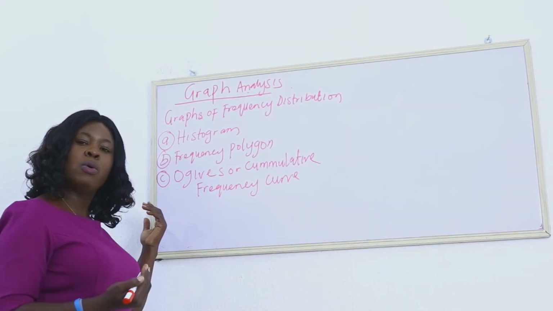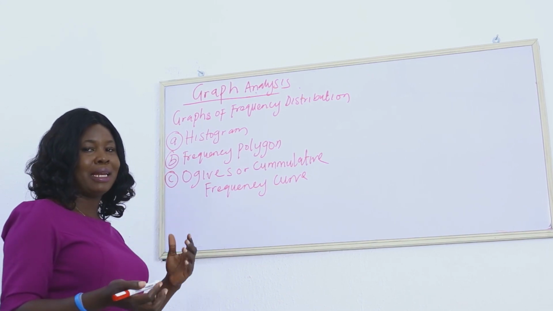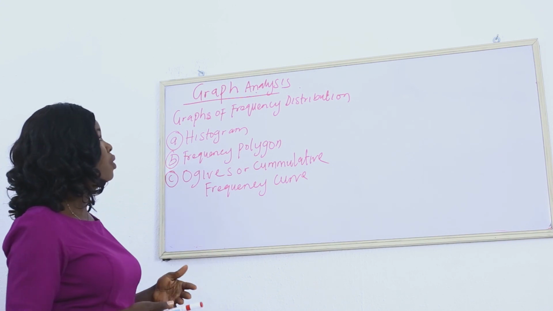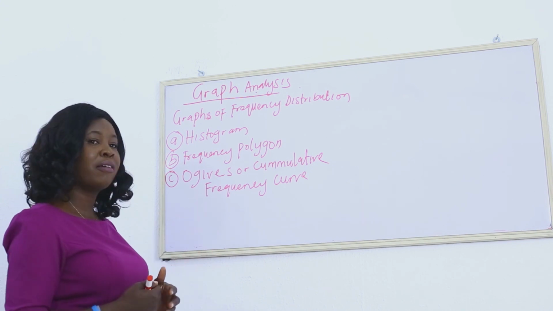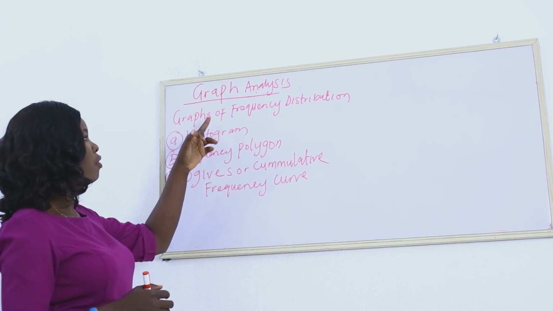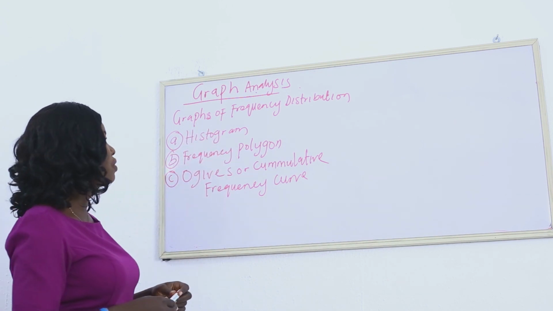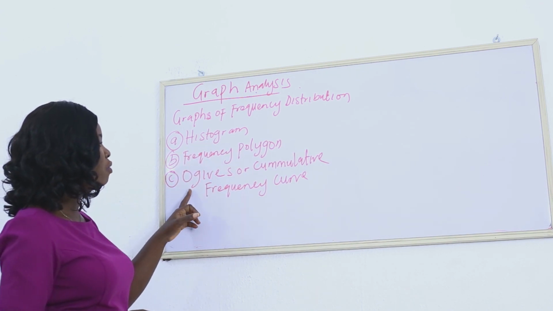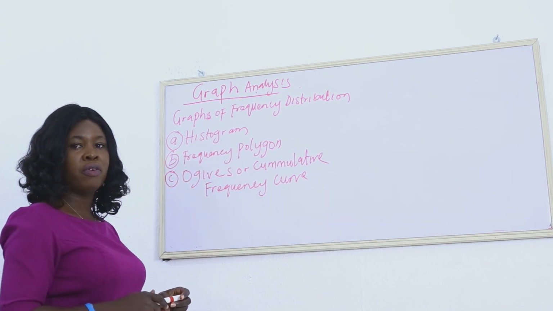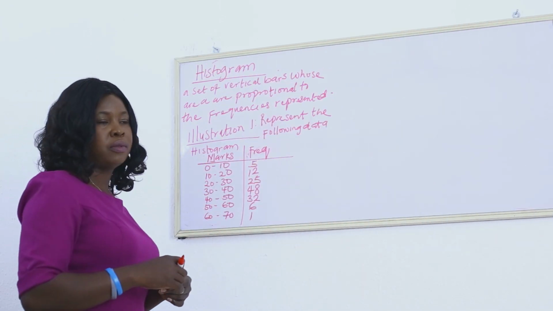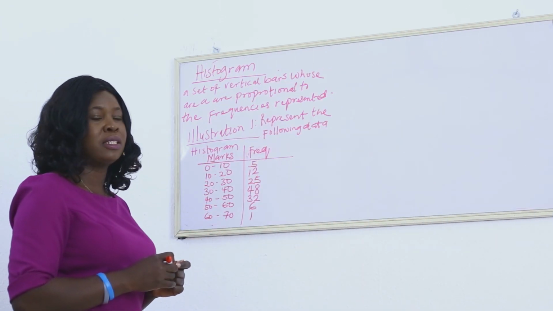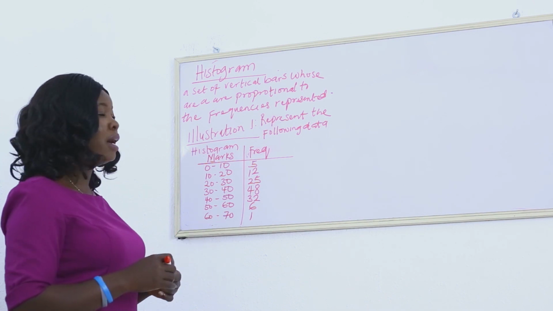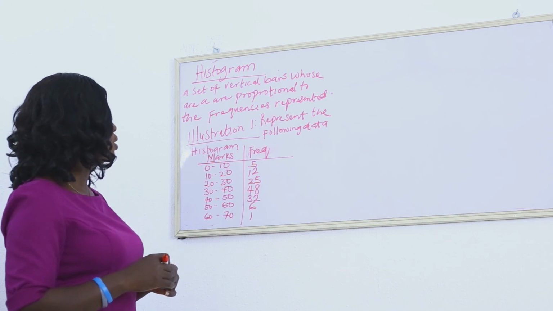Now, all that we have said so far are diagrams. Now we are going to graph analysis, and one of the many graphs that we'll be looking at is the graph of frequency distribution. When we talk about graphs of frequency distribution, we have the histogram, the frequency polygon, and the ogive or cumulative curve. The first one we'll be looking at is the histogram, which is a set of vertical bars whose areas are proportional to the frequency represented.